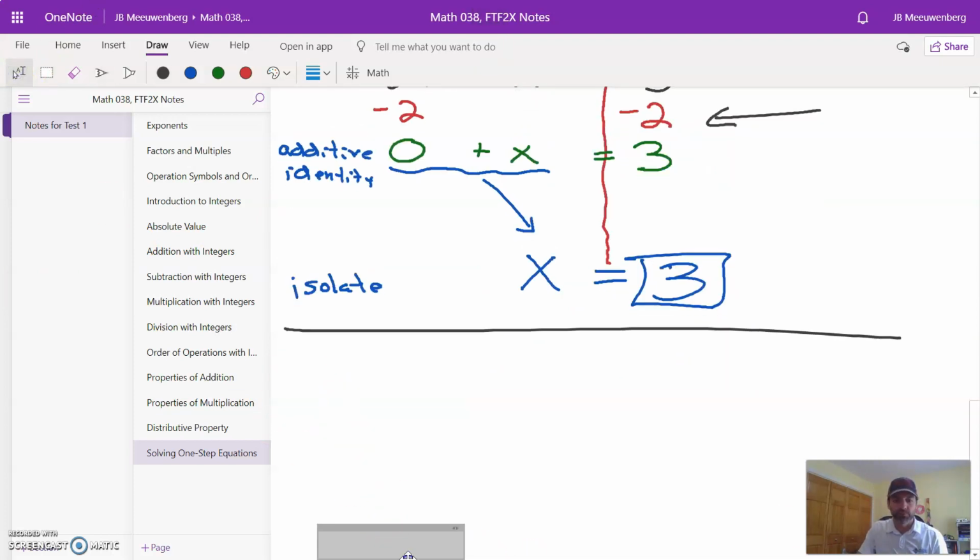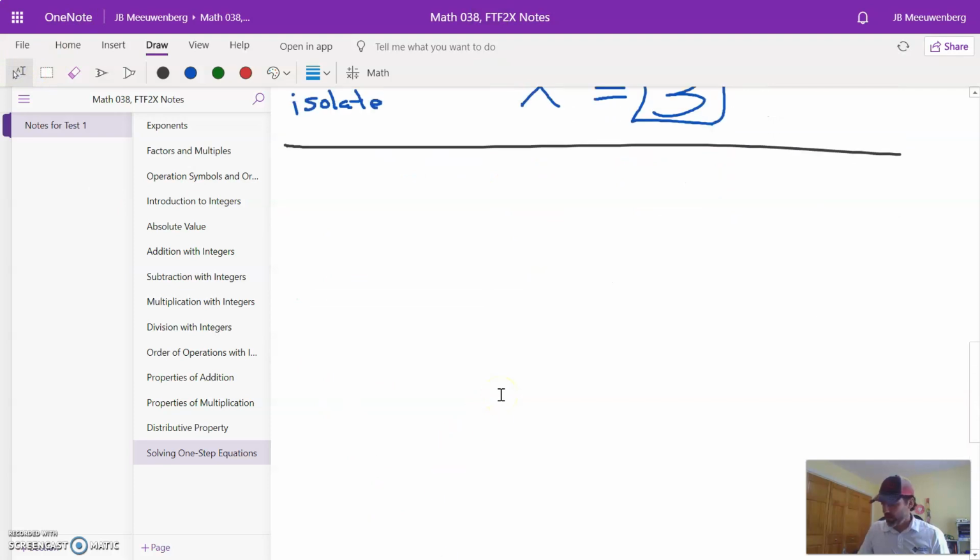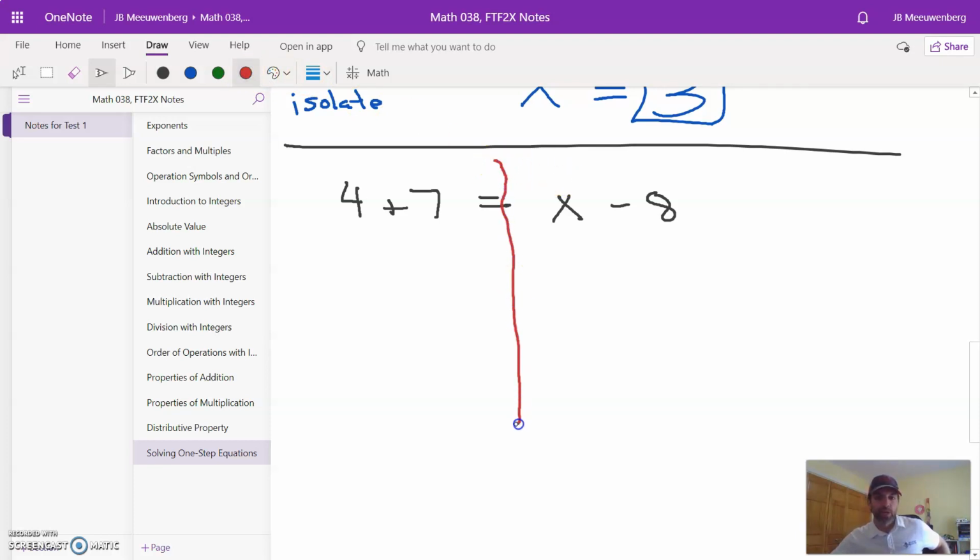So let's do this. 4 plus 7 equals x minus 8. My first question to you to consider when you pause this is, what's different about this one from the previous one? So stop and think about that. What you should notice is, if you find your equal sign, always start by finding the equal sign, is that the variable's on the right side instead of the left side, compared to the previous problem.